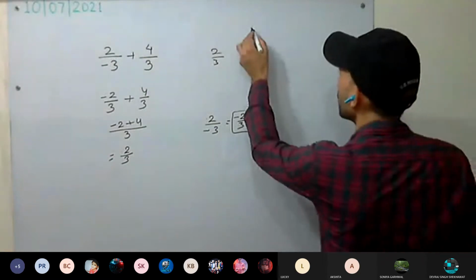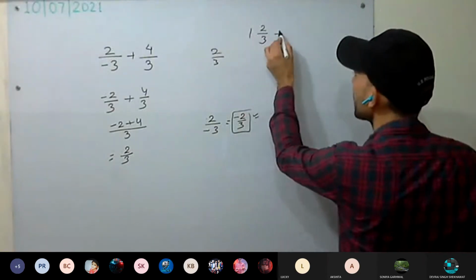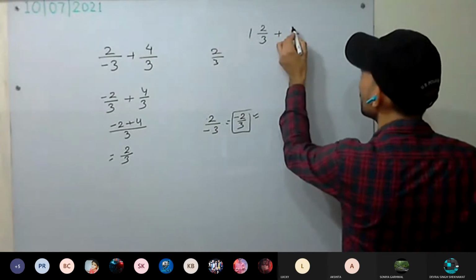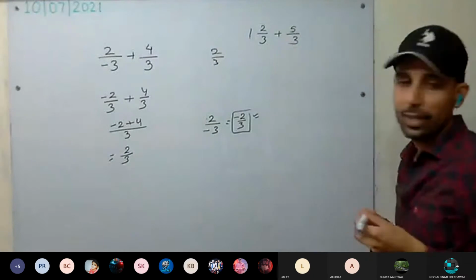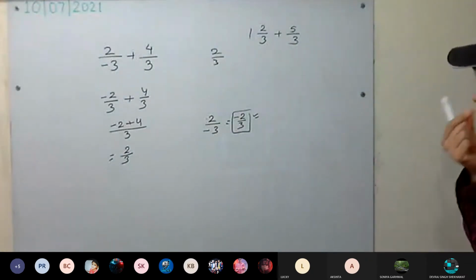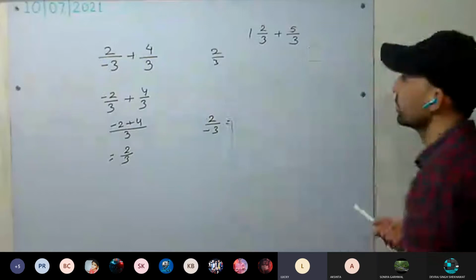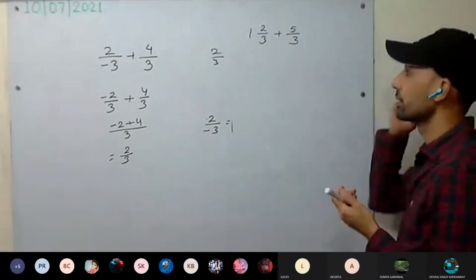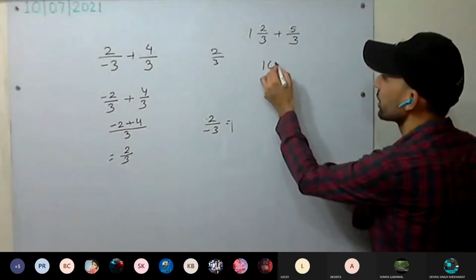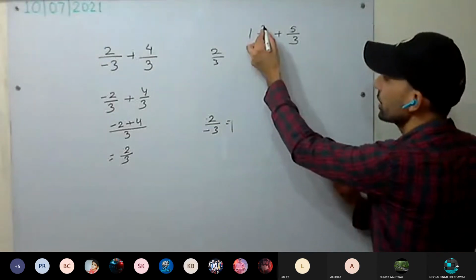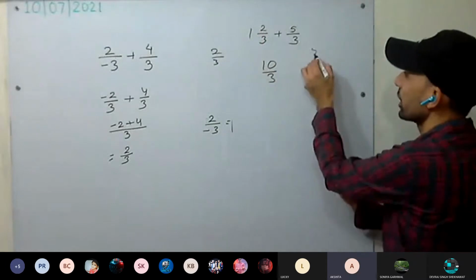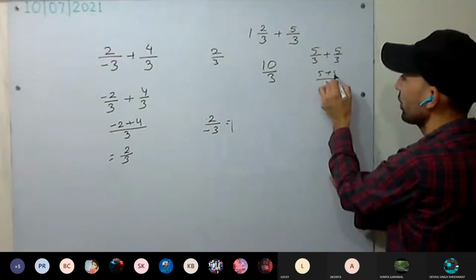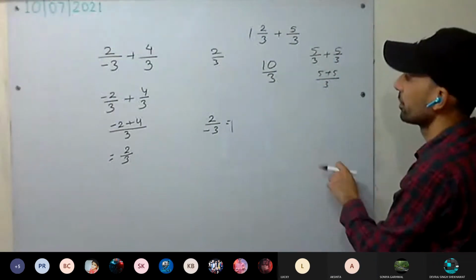Next: 1 2 upon 3 plus 3 upon, okay, 5 upon 3. Add them. 10 upon 3. Let me show how. 1 2 by 3 is 3 times 1 plus 2, that is 5. So 5 upon 3 plus 5 upon 3. The denominator is 3. 5 plus 5, 10 upon 3.